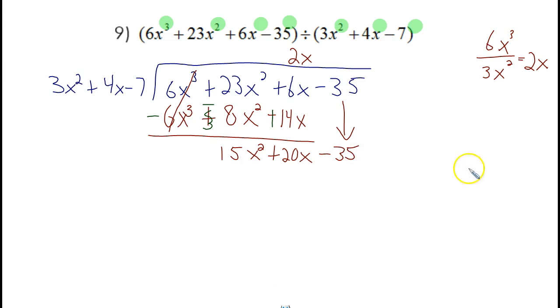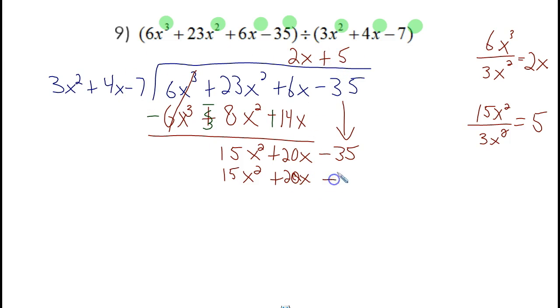process one more time. Focusing on the first terms, how many times does 3x squared go into 15x squared? Well, the x squareds are going to cancel out, and 15 divided by 3 is 5. So I put plus 5. I multiply 5 times all 3 terms on the left. 5 times 3x squared is 15x squared. 5 times 4x is positive 20x. 5 times negative 7 is negative 35.